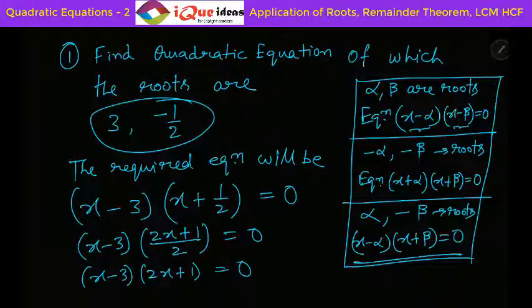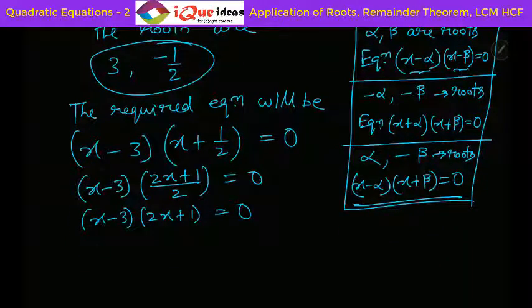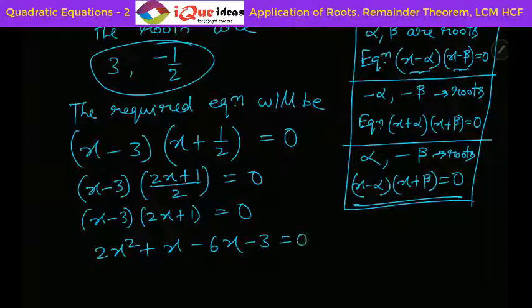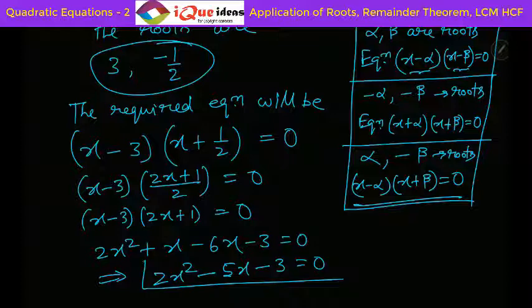If you open the bracket and simplify, it will give us x multiplied by 2x, which is 2x square, plus x into 1 is plus x, minus 3 into 2x is minus 6x, minus 3 into 1 is minus 3, that is equal to 0. So this means our answer will be 2x square minus 5x minus 3 equal to 0, right? So this is the answer of this question.